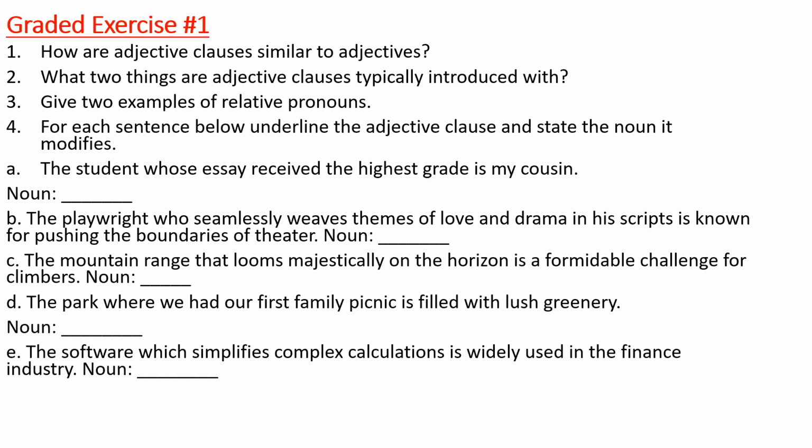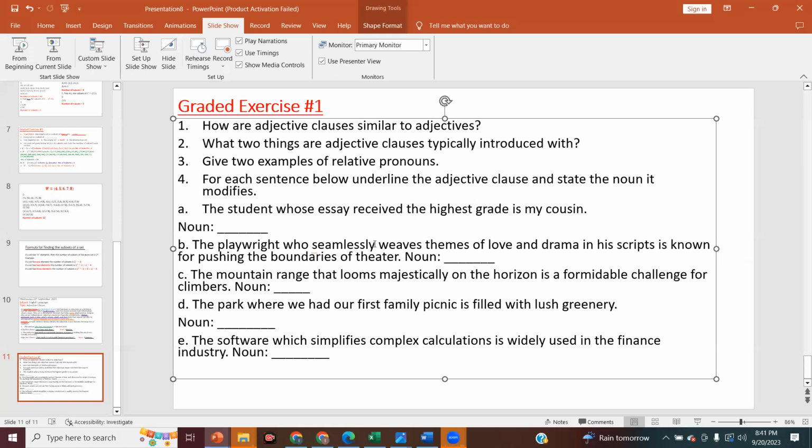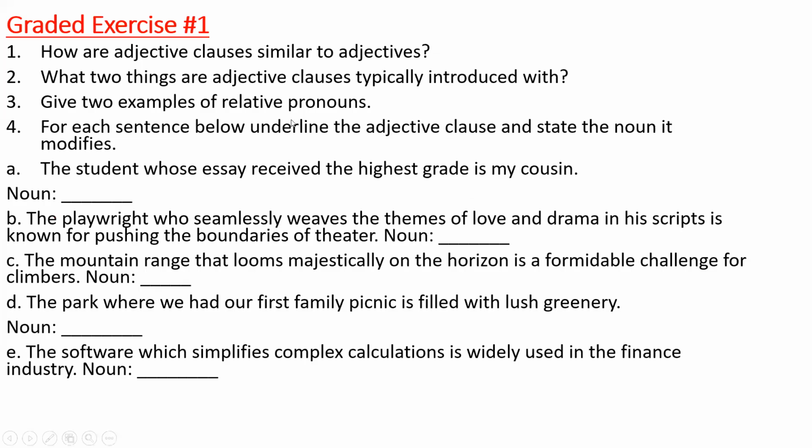A, the student whose essay received the highest grade is my cousin. B, the playwright who seamlessly weaves the themes of love and drama in his scripts is known for pushing the boundaries of theater. Please state the noun. C, the mountain range that looms majestically on the horizon is a formidable challenge for climbers. D, the park where we had our first picnic is filled with lush greenery. And finally, E, the software which simplifies complex calculations is widely used in the finance industry. So those will be the themes of love and drama. All right.